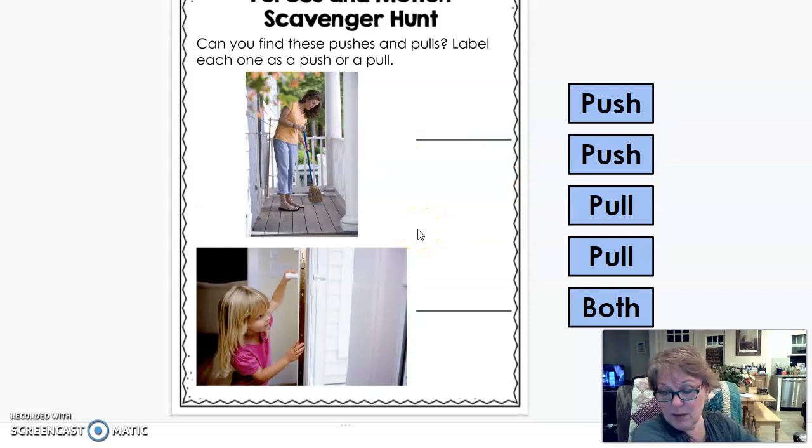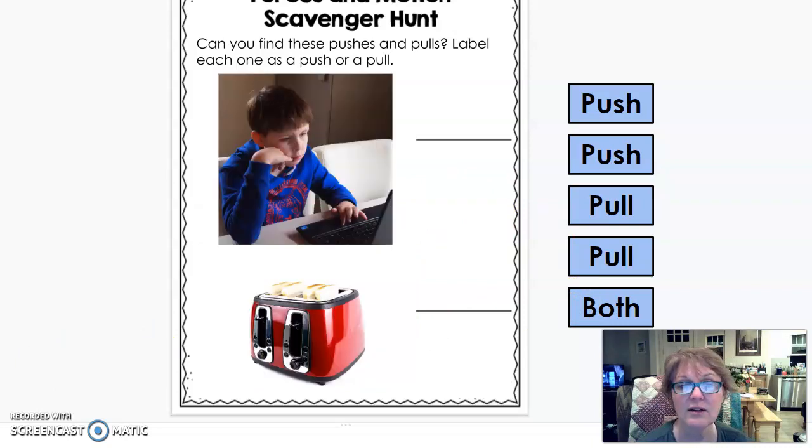Sweeping, is that pushing or is it pulling? And then, does she look like she's opening or closing a door? Is it a push or a pull? And you decide which one it is. There are a few slides here, and you just have to pull this over. He is with the keyboard. Is that a push or a pull?